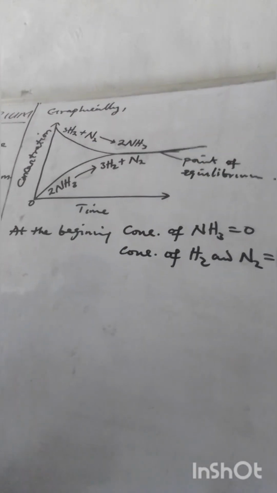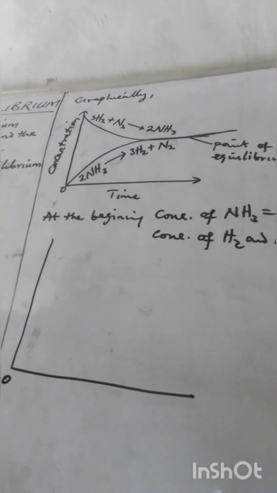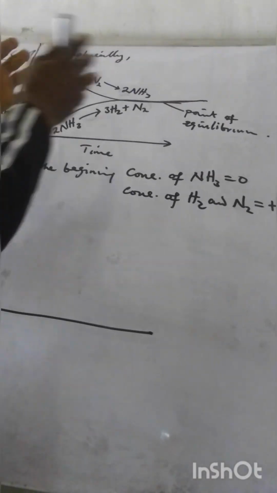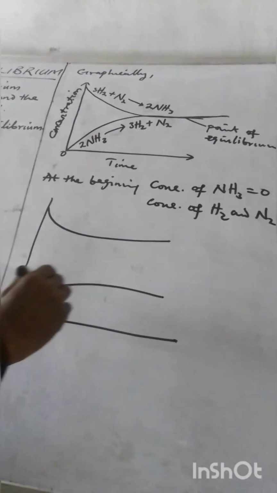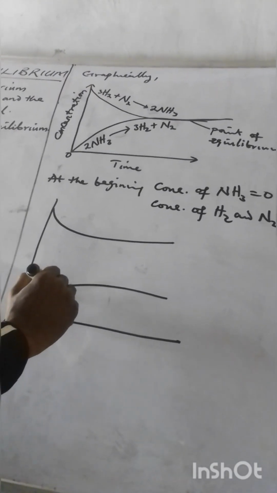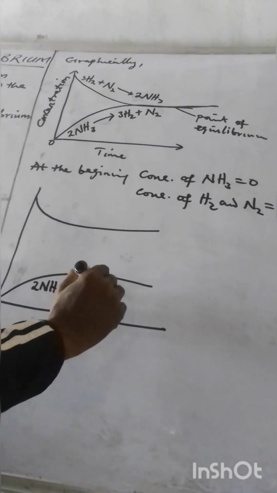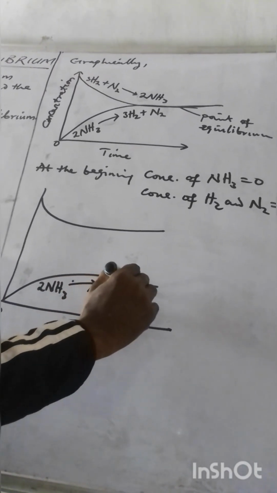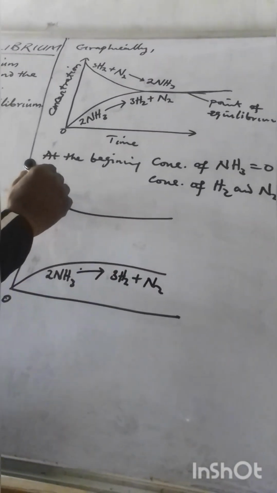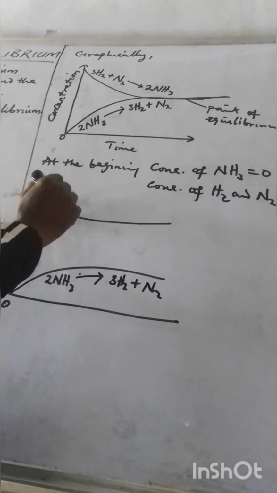Point of equilibrium. Okay, we also have another graph where the concentrations of both reactants and products are not necessarily the same, but they are constant and equilibrium is reached. Look at this graph. Look at this one. This is a graph for the reaction of the products to form the reactants. And this is the graph for the forward reaction.